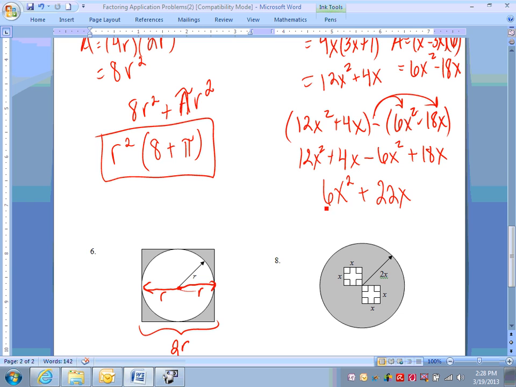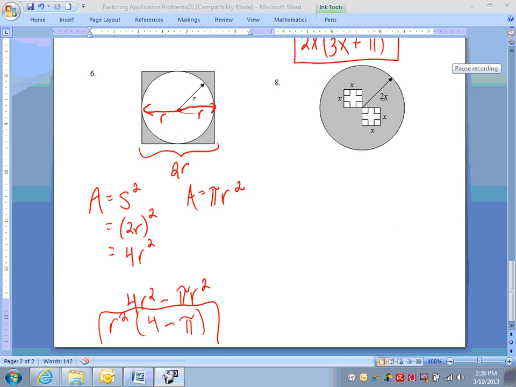Now, what they both have in common, I can pull out 2 because 2 goes in evenly to 6 and 22. And then I can also pull out an x because one has an x squared and one has an x. So what I'm left with, 6 divided by 2 is 3, and then x squared divided by x is x. So I'm left with 3x plus 11, because 22x divided by 2x is just 11. And that is the area of the shaded region for that problem.